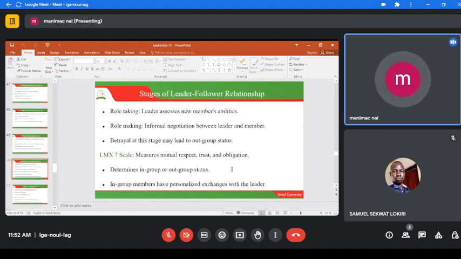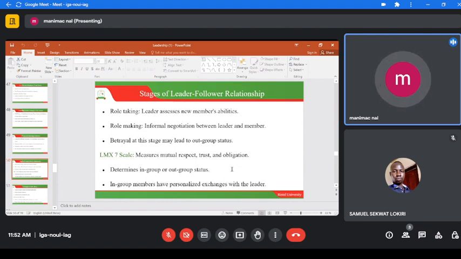We look at role taking. Okay, one of the stages is role taking. Leaders assess new members' ability, their competences, what they can do, such that they can give them a role that they can take. Number two, role making.